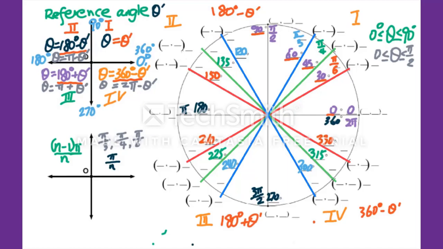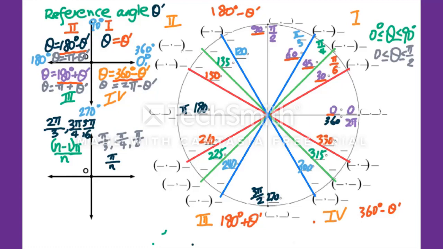For example, for pi over 3, when n equals 3, the second quadrant angle will be 2 pi over 3. When n equals 4, n minus 1 means 4 minus 1, that's 3 pi over 4. When n equals 6, that means 5 pi over 6.